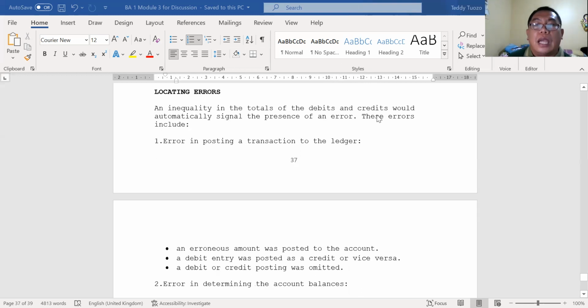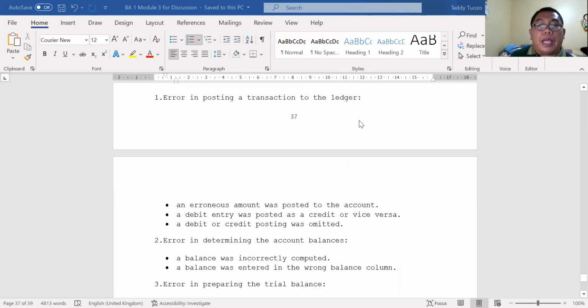Okay, locating errors. An inequality in the totals of the debits and credits will automatically signal the presence of an error. These errors include error in posting a transaction to the ledger. So, kibaligikan sa, you have there, number one is an erroneous amount was posted to the account. So, sa job ang amount, no?